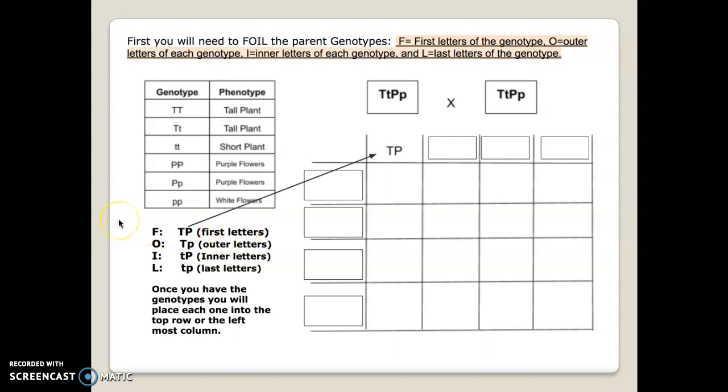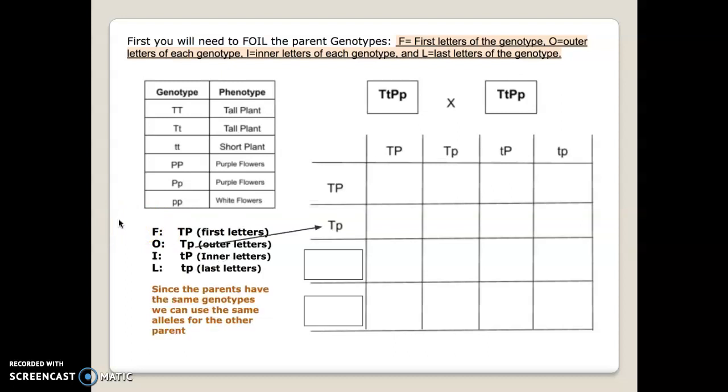It's showing you which letters would be in each genotype. Once I figure them out, I'm going to put them in the boxes on top, and then I'm also going to put them on the boxes on the left because these 2 parents have the exact same genotypes. Now what I'm going to do is take the letters on top and bring them down, and take the alleles on the left and bring them over, just like in a monohybrid cross.